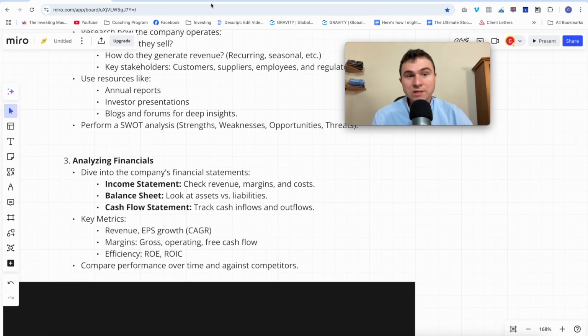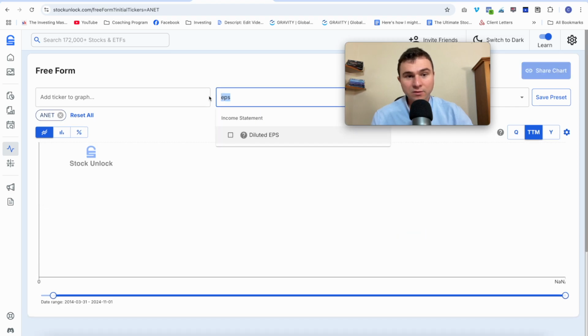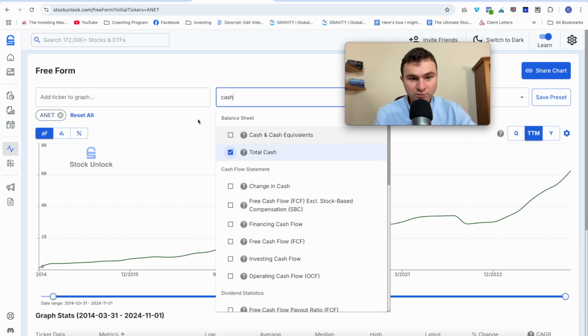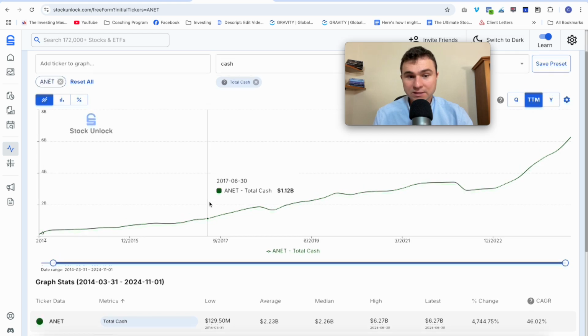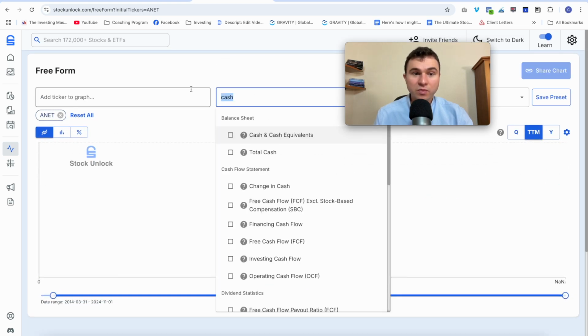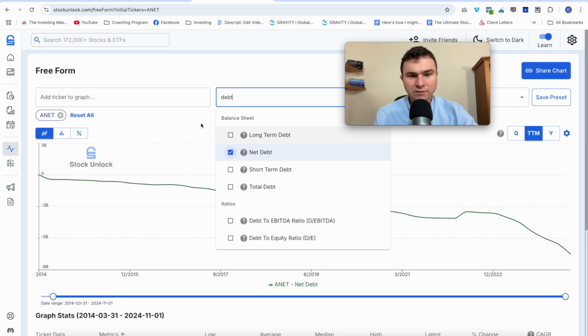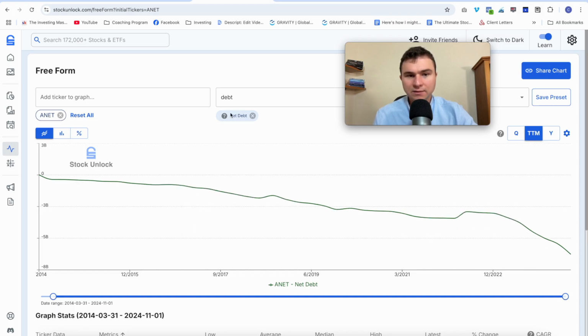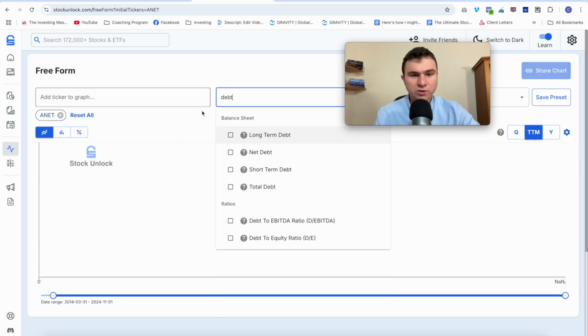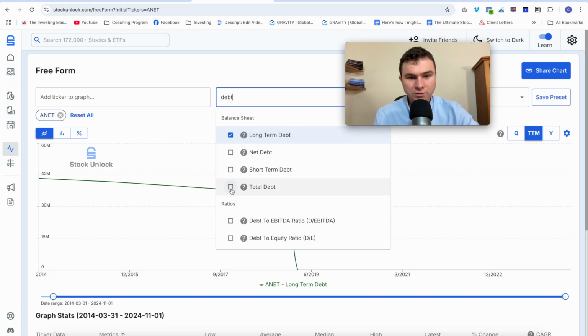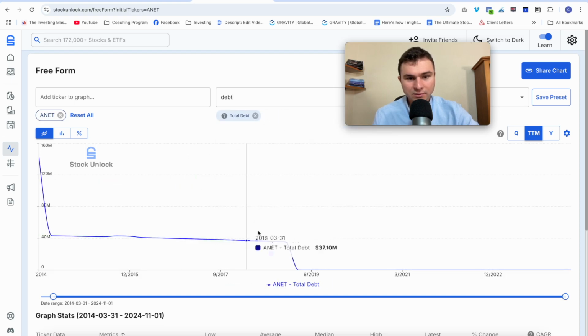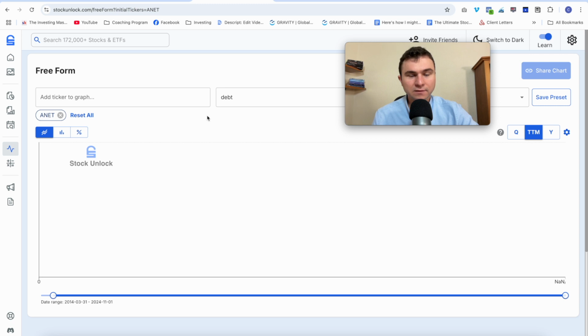You can do the same thing with the balance sheet, with the cash, for example. Let's put total cash up and to the right. That is very good news. You can do the same thing with the debt. I don't think they have debt, so yeah, net debt is negative, so they don't have much debt. Long-term debt, yeah, almost nothing. Total debt, yeah, they have absolutely no debt. So yeah, you can check.